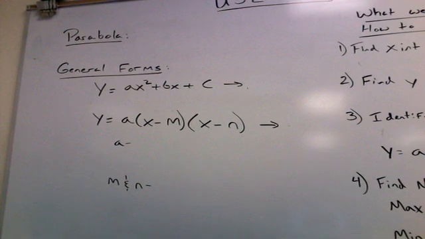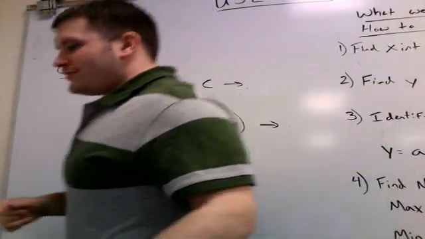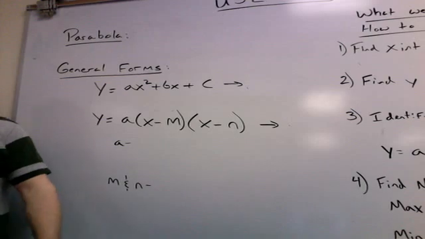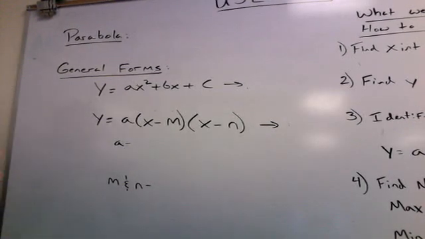A curved line, a U shape? Yeah. How do I make that U shape? You gotta have an x squared. I gotta have an x squared. What are x squared functions called? X squared functions? Direct variation.